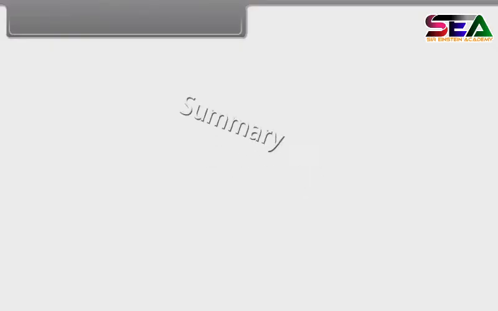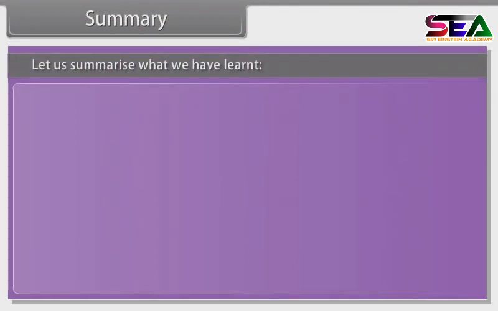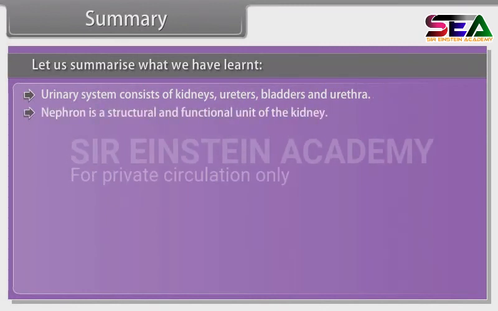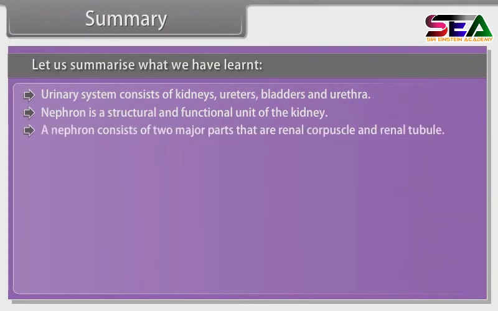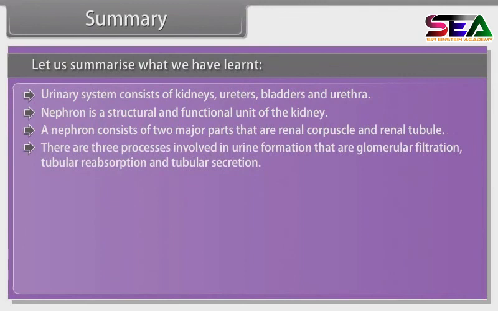Summary. Let us summarize what we have learned. The urinary system consists of kidneys, ureters, bladder and urethra. Nephron is the structural and functional unit of the kidney. A nephron consists of 2 major parts, the renal corpuscle and the renal tubule. There are 3 processes involved in urine formation: glomerular filtration, tubular reabsorption and tubular secretion.